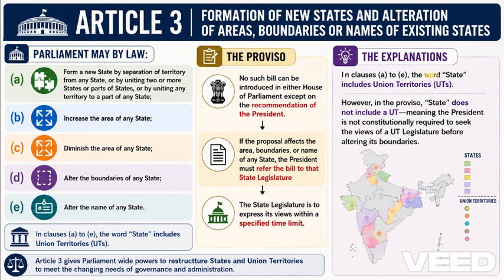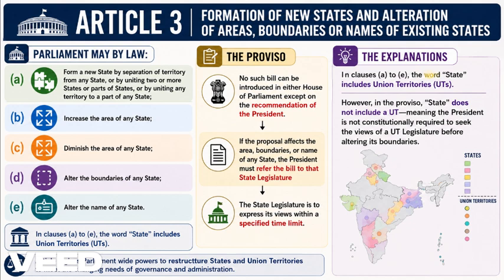If the proposal affects the area, boundaries, or name of any state, the President must refer the bill to that state legislature to express its views within a specified time limit. The explanations: in clauses A to E, the word state includes Union Territories, UTs. However, in the proviso, state does not include a UT, meaning the President is not constitutionally required to seek the views of a UT legislature before altering its boundaries.